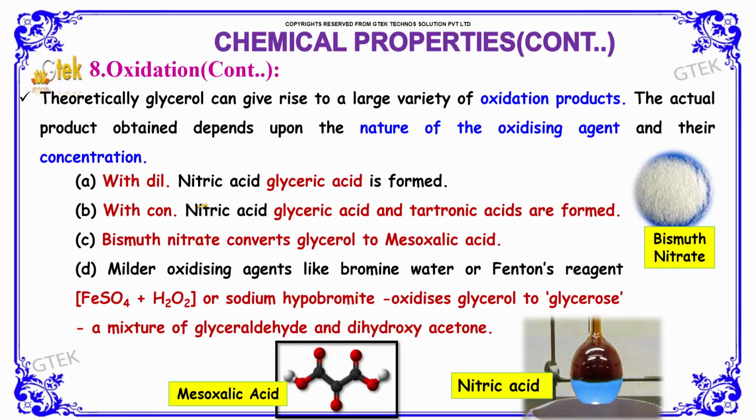With dilute nitric acid, glyceric acid is formed. With concentrated nitric acid, glyceric acid and tartaric acid are formed. Bismuth nitrate converts glycerol to mesoxalic acid. Milder oxidizing agents like bromine water or Fenton's reagent or sodium hypobromite oxidize glycerol to glycerose, which is a mixture of glyceraldehyde and dihydroxyacetone.